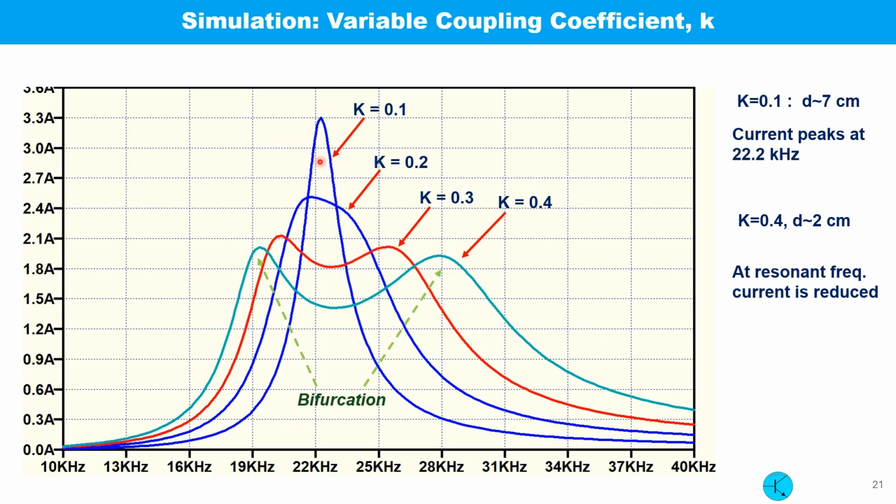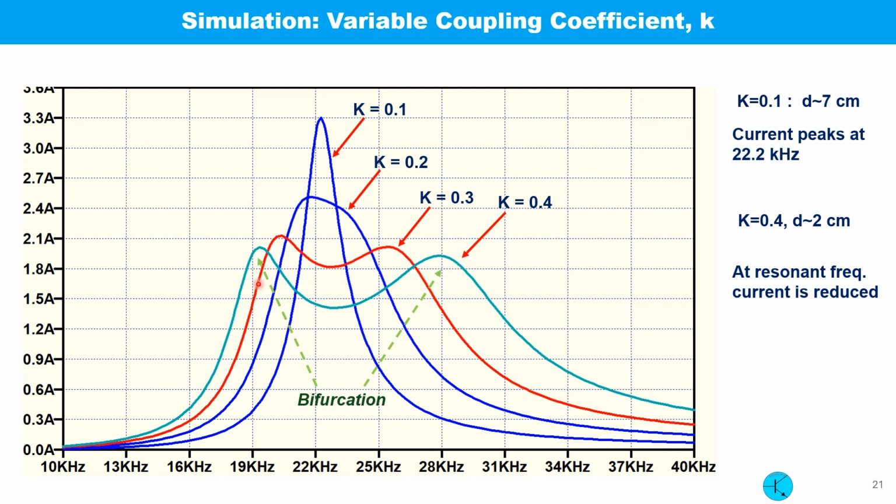Here is the simulated result. K equals 0.1 means the coil separation is 7 centimeter. Current peaks at 22.2 kilohertz, which is the resonant frequency. K equals 0.4 means coil separation is around 2.5 centimeter. At this point, the current is decreased.